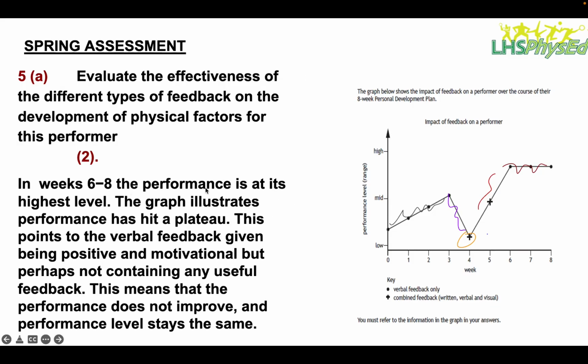In weeks 6 to 8, the performance level is at its highest, so that's at the end of the graph. The graph illustrates that the performance level has hit a plateau. This points to verbal feedback being given being positive and motivational, but perhaps not containing any useful feedback. This means that the performance level does not improve and stays the same.